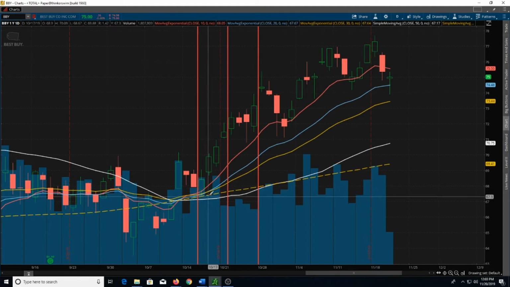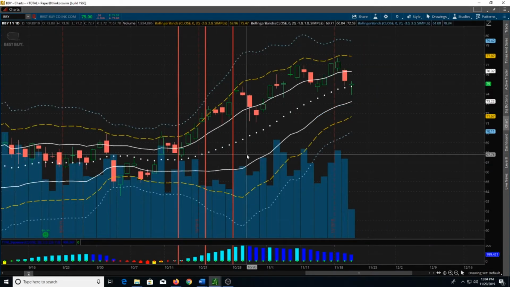Here, it moved back to all of the moving averages and it consolidated there. Another thing I was looking at, thinking I'd have the most room on each side right here. Didn't work out that way. Well, let's go through the trade.